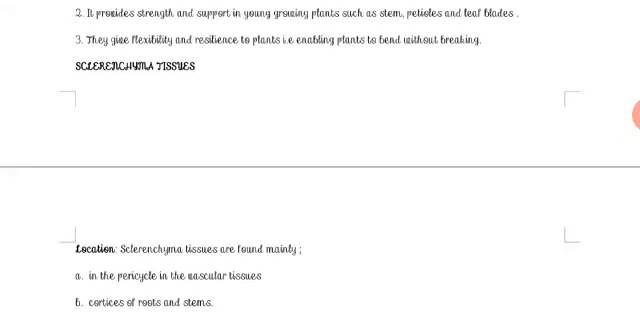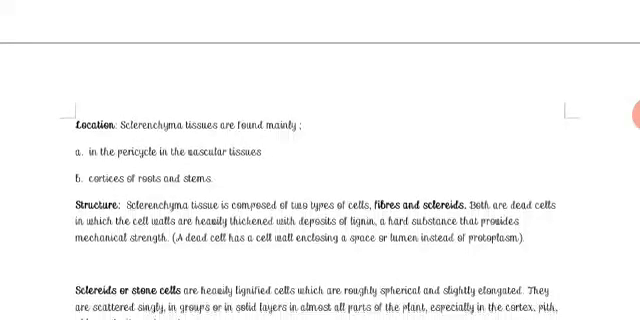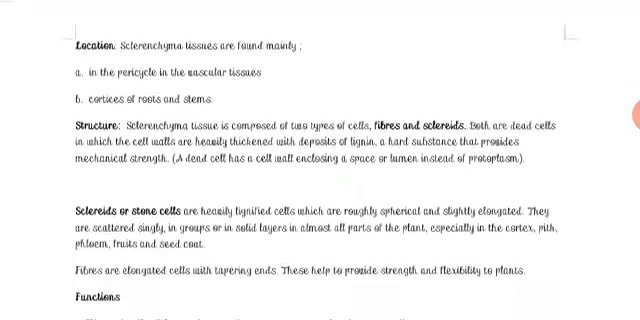Going to the number 3, that is sclerenchymal tissues. The tissues are located mainly in the pericycle, that is in the vascular tissues, and the cortices of roots and stems. Structure. Sclerenchymal tissue is composed of 2 types of cells, that is, the fibers and sclereids. Both are dead cells, in which the cell walls are heavily thickened with deposits of lignin, and lignin is a substance that provides mechanical strength.